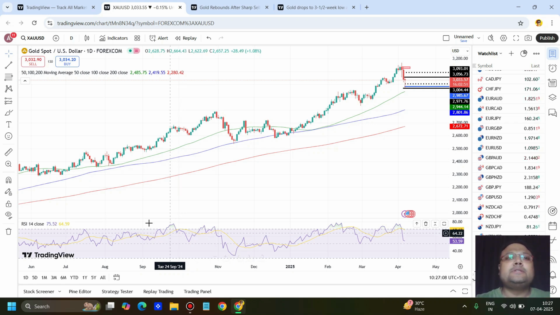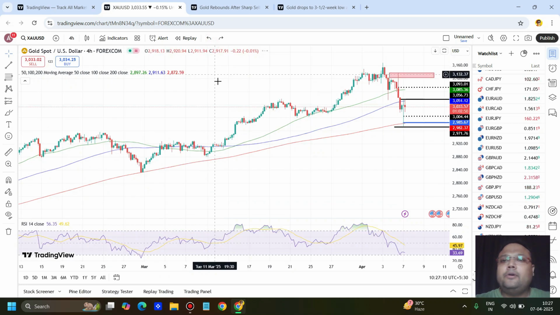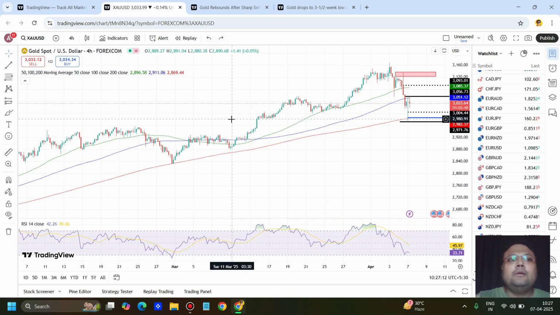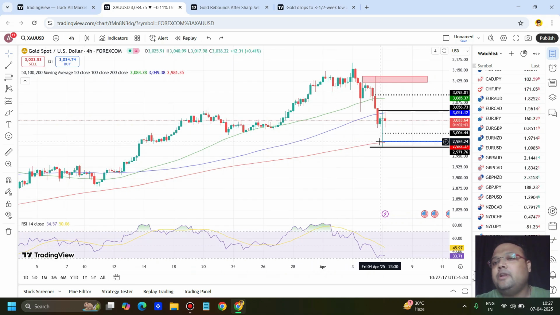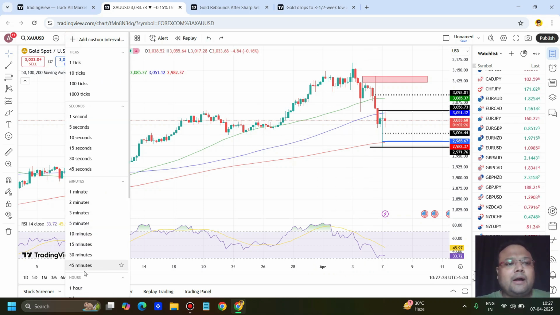And right now it seems that the temporary technical correction is over, because on the 4-hour chart of gold we can see the market has beautifully bounced from the 200 moving average. But it is still very early to tell whether we have a trend reversal or not. So I think it's better for all of us to wait till tomorrow. By tomorrow we will get a clear picture.